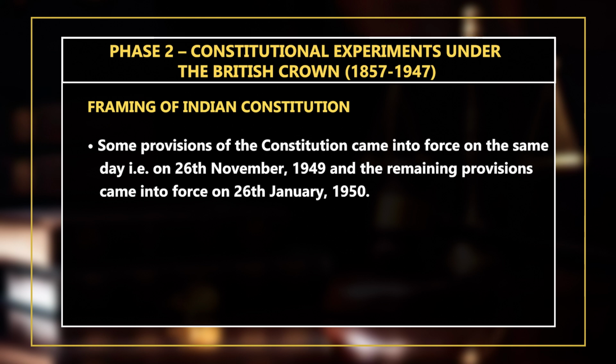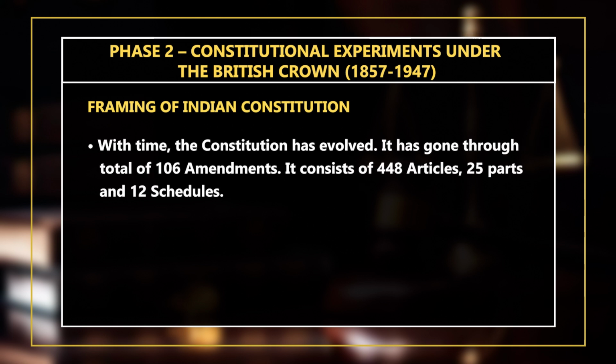Some of the provisions of the Constitution came into force on the same day, that is 26th November 1949, and the remaining provisions came into force on 26th January 1950. With time, the Constitution has evolved. It has gone through a total of 106 amendments. It now consists of 448 articles, 25 parts and 12 schedules.